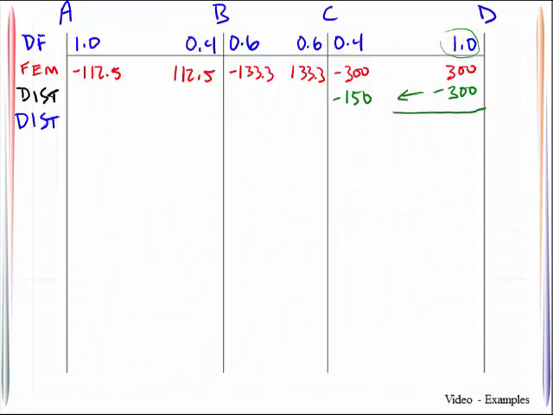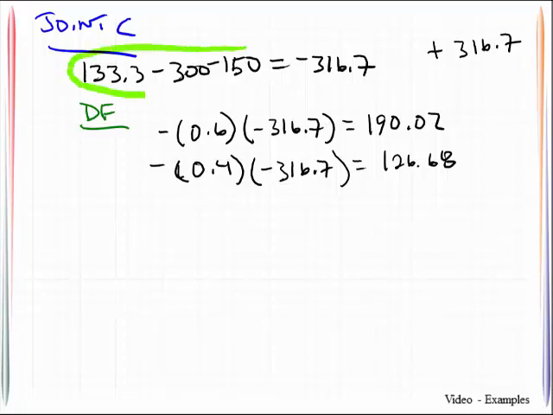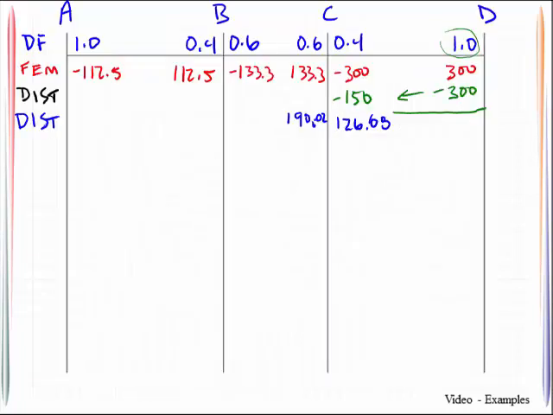So let's go back here. I'm going to write that in. We get 190.02, 126.68. So where did those numbers come from? I want you to notice there's 3 numbers. What I did is I took all the numbers that were above that dividing line right there. I added them up. That would tell me how much moment is being applied to that joint. Then I can go ahead and do the distributions as they proceed.